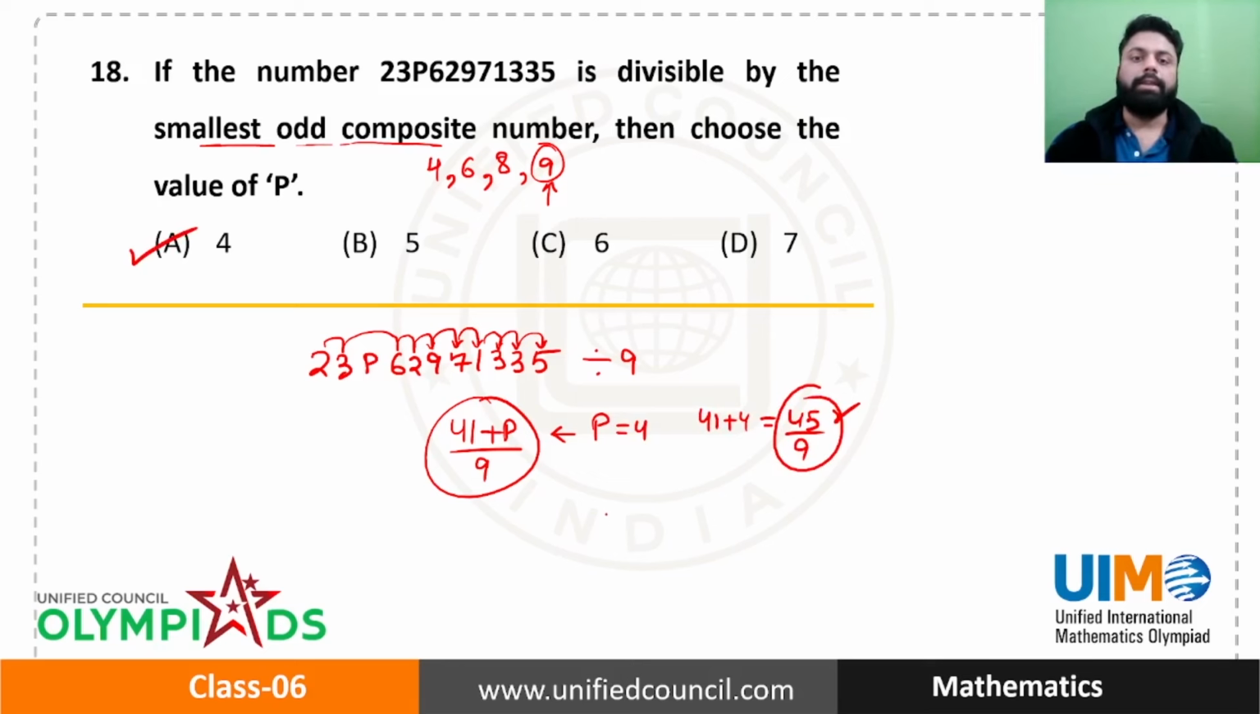If we take it as 5, then in that case it will become 46. In case of 6, it will become 47. In case of 7, it will become 48, which are not divisible by 9, obviously. So A option.